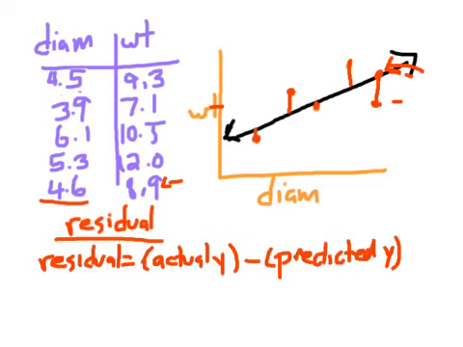So we see how each point actually has a residual. And you could calculate those residuals for each point. For any melon, if I said for this melon, calculate the residual, you would do 7.1 minus what you would predict the melon to be with a diameter of 3.9.